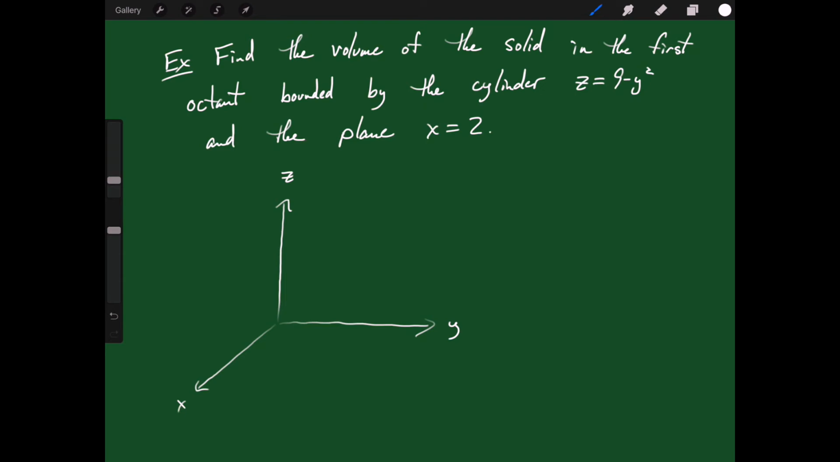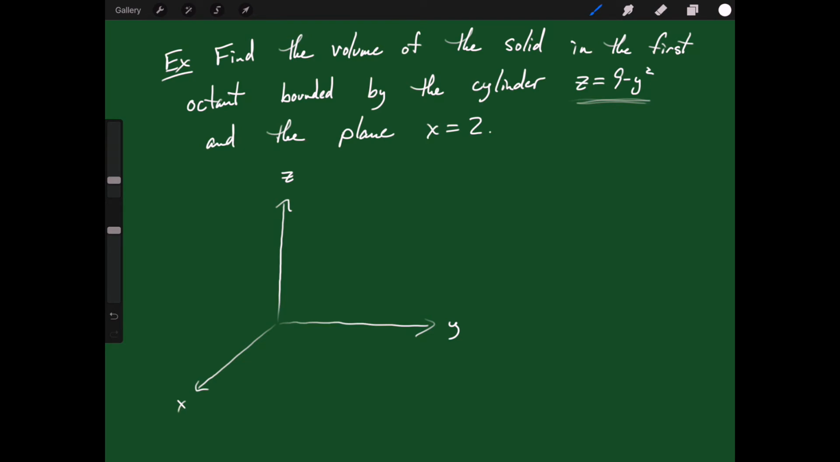And then we have this function, z equals 9 minus y squared. They say it's a cylinder, but it's not the type of cylinder that's like a can of Coke type cylinder. This is a cylinder where in two directions this is a function, but in the third direction there's no x in there, so it can do anything in the x direction.